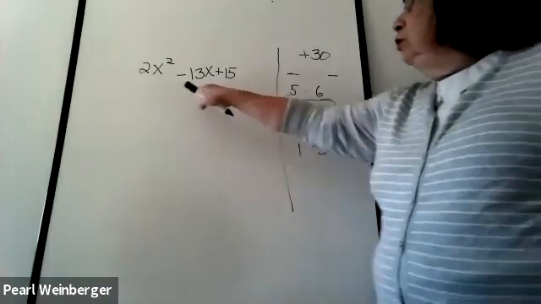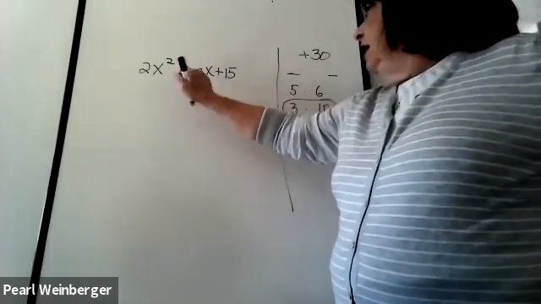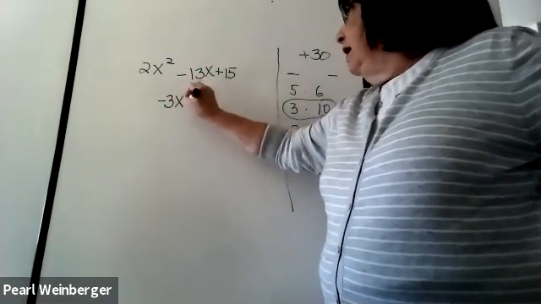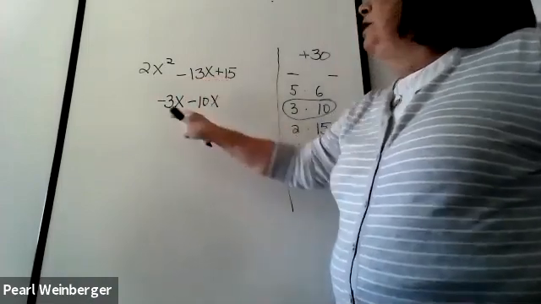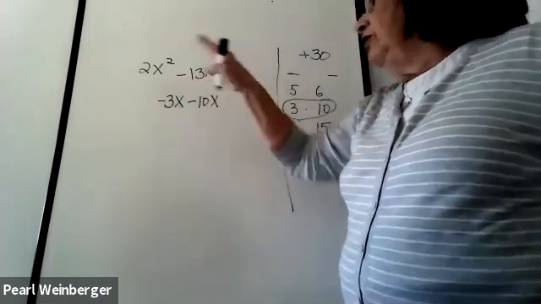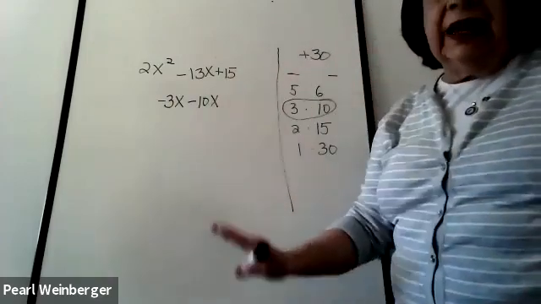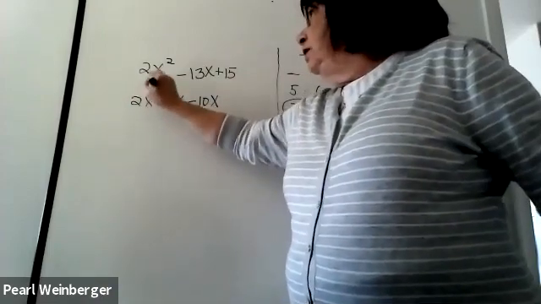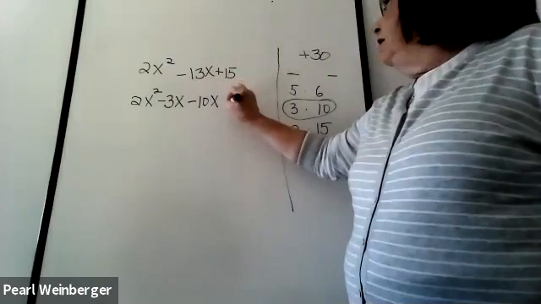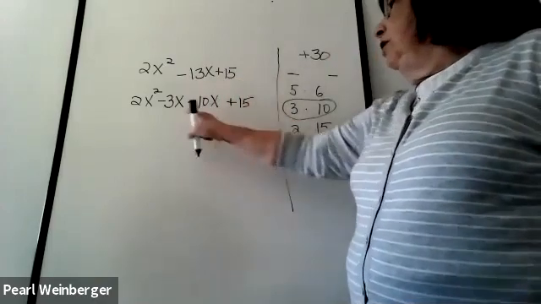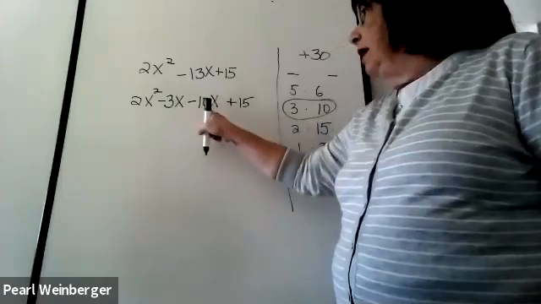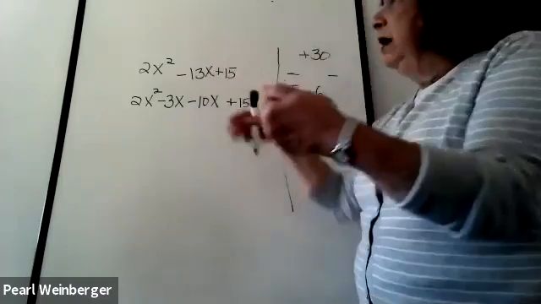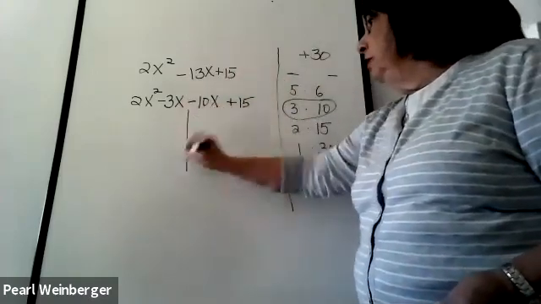So I am going to rewrite this negative 13x as, remember, they're both going to be negative, negative 3x and negative 10x. It doesn't matter if you put the 3 first and the 10 second or vice versa. You will come out with the exact same answer. You just rewrite the rest of it. This stays 2x squared, and this stays plus 15. Notice if you had combined the negative 3x and the negative 10x, that's the negative 13x. But we wanted to separate it so we would have 4 terms.